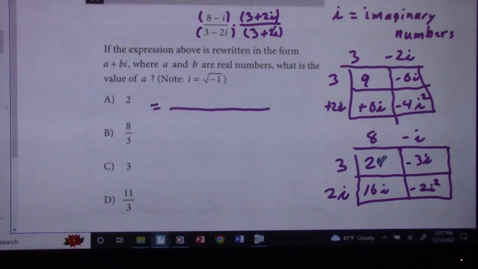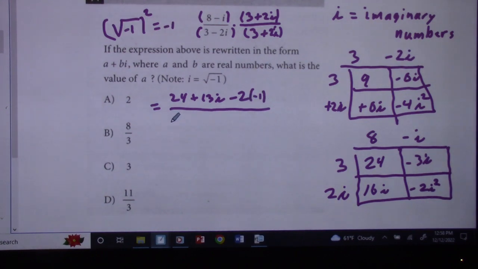Your simplification: in the numerator you have 24, and then 16i minus 3i, so that's plus 13i. Then you have minus 2 times i squared. What is the square root of negative 1 squared? The square root and the square cancel out, so it's negative 1. So you have negative 1 here, and in the denominator you have 9, the i's cancel out, and you have minus 4 times negative 1. So you have 24 plus 2, which is 26, plus 13i, over 13.